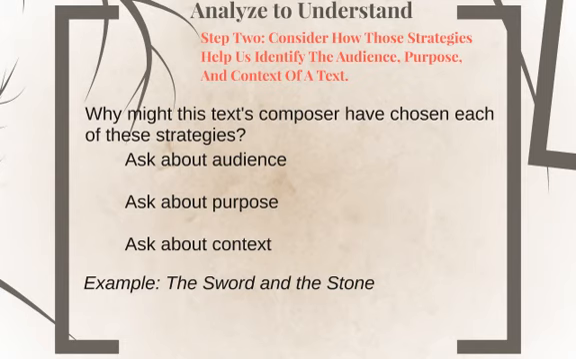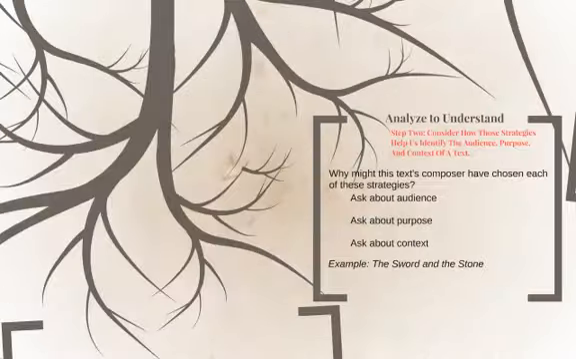You can't just consider the fact that, oh, it's a cartoon, it's made for kids. Kids' tastes change, right, through time. So hopefully this second step will help you to consider how the strategies of identifying audience, purpose, and context of a text can help you to understand what is happening in a text.